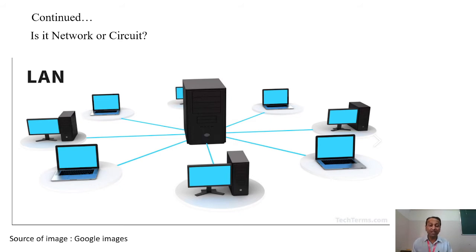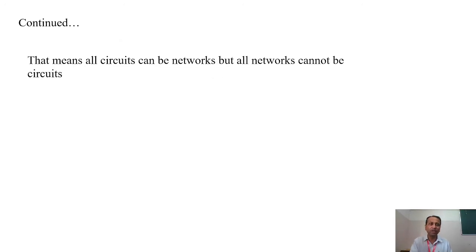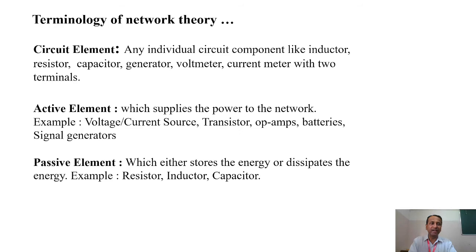But now the question arises, is it a network or a circuit? No, you can see various computers connected to the central server. This is called a network only. A circuit comprises RLC elements, which is the circuit we are treating here. So that means all circuits can be networks, but not all networks can be circuits.